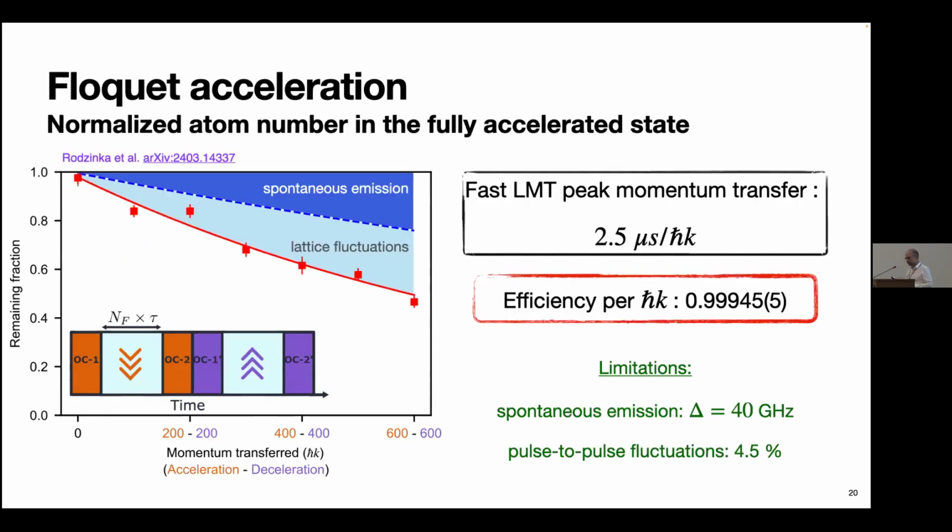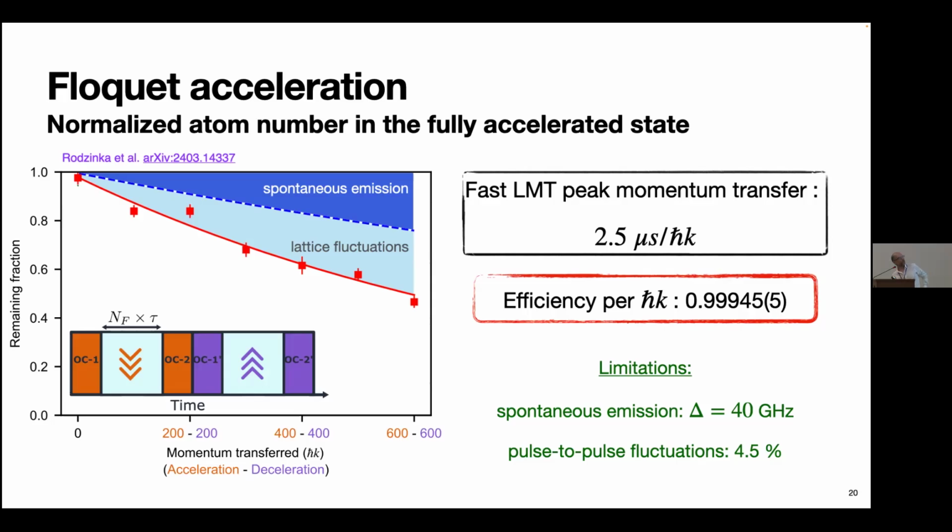So then we tried to find the limit of this technique. I show the remaining fraction after an acceleration and a deceleration. We have to do both to be sure that we stay in the detection volume of the experiment. So at the end, we managed to implement 1,200 h-bar-k as a total momentum transfer with more than 50% of the atoms accelerated.